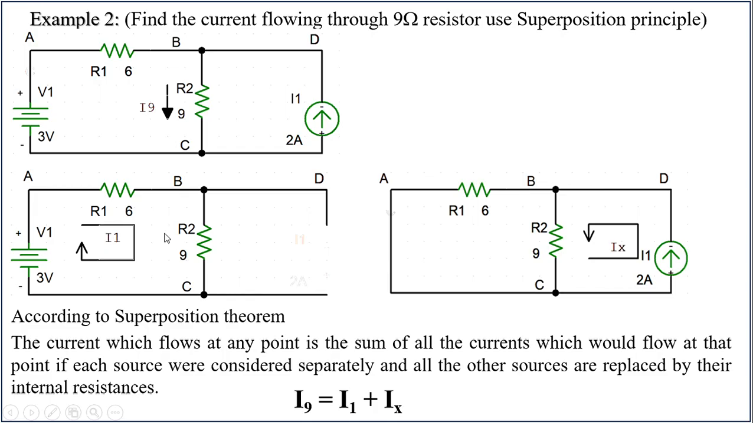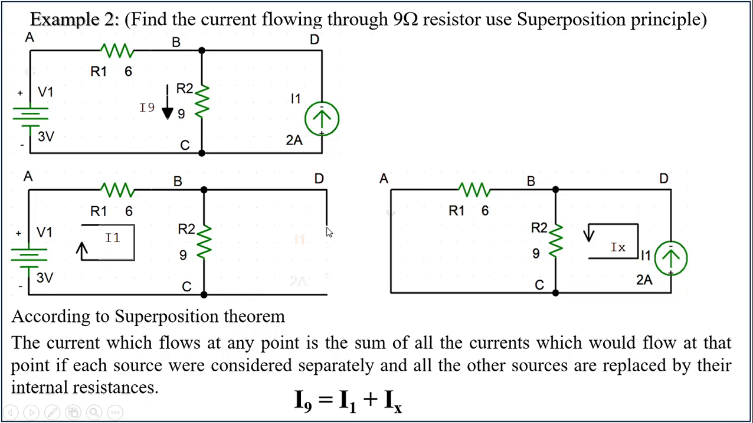According to the superposition theorem, I have to consider one source at a time by replacing the other sources with their internal impedance. When I am considering the 3 volt voltage source, I am replacing the current source with its internal impedance. The internal impedance of this source is not given, which means it is infinity. Infinity means open circuit, so there is no connection between these two terminals.